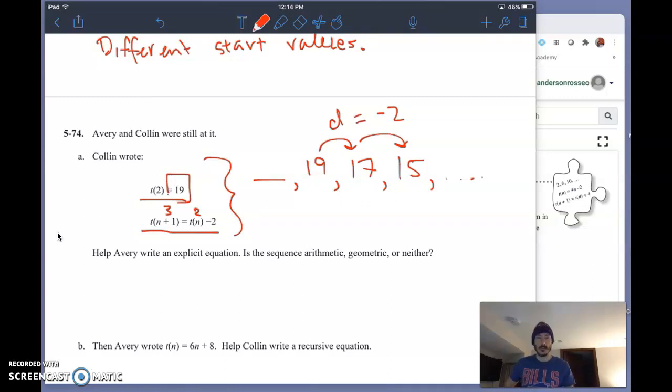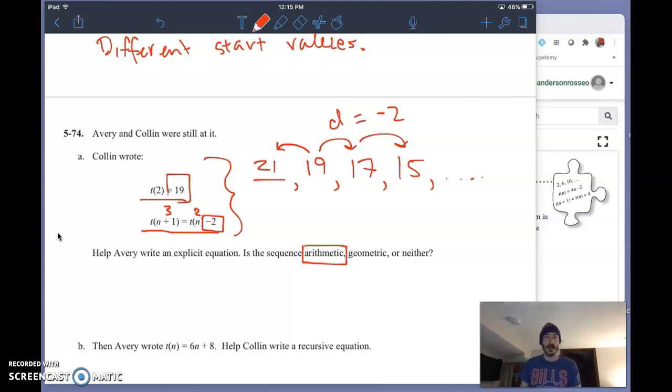Okay, all right. I can work backwards. I can work this way then. What number do I need to subtract 2 from to get 19? Well, that number is 21. So now I've got a first term. I've got a common difference. I've got a sequence that's arithmetic because I'm going up or down by the same value every single time. I'm going down by 2. And what tells me that is this information right here.